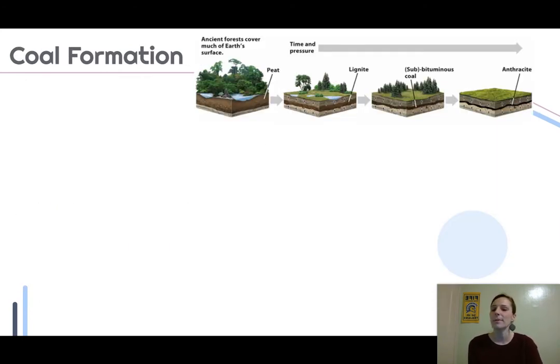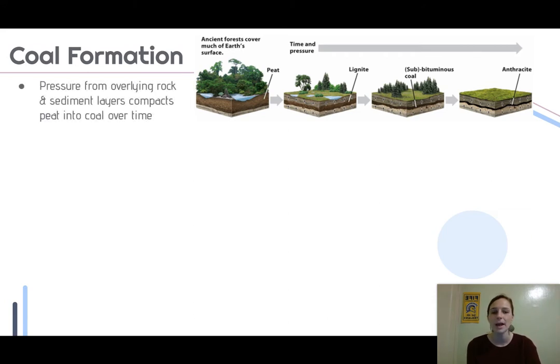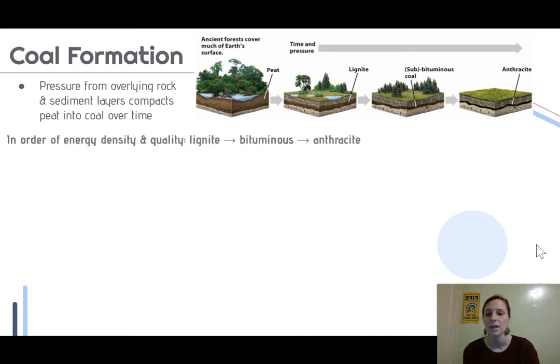Now, the next one we're going to talk about is coal. And we'll start by how coal is formed. So coal takes a while to be formed, and it's going to be caused when you have pressure from overlaying rocks and then sediment layers. They're going to compact this peat over time, and peat is eventually over time going to become coal. So if we look at this diagram here, where you've got the peat, and then over time you've got the layers pressing on it, and then eventually you're going to get to coal formation.